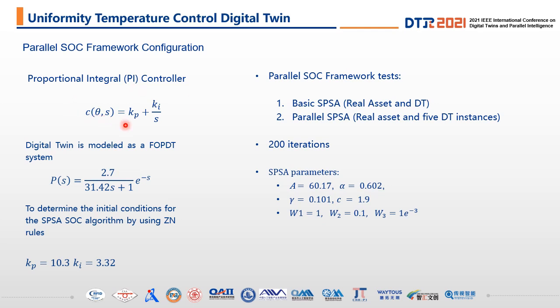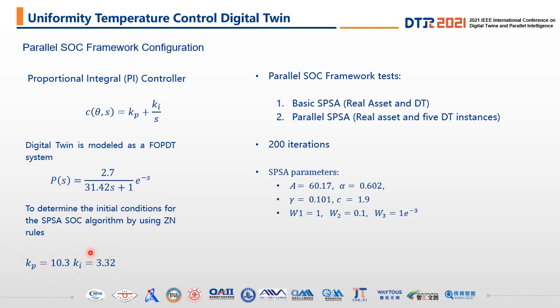In this framework we are going to use a proportional integral controller as the controller. The controller can be changed to any other, but in this case, we are going to keep a PI controller. The SPSA is going to be tested with and without the digital twin pool. It means the basic SPSA and the parallel SPSA using 5 different instances for a total of 200 iterations, with these parameters for the SPSA configuration. The initial condition for starting the testing is given by this KP, KI that will be the output of our optimization algorithm. We want to optimize those 2 values.